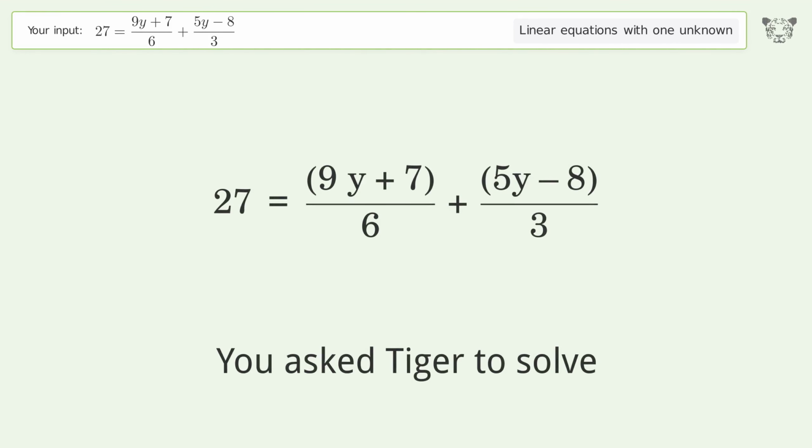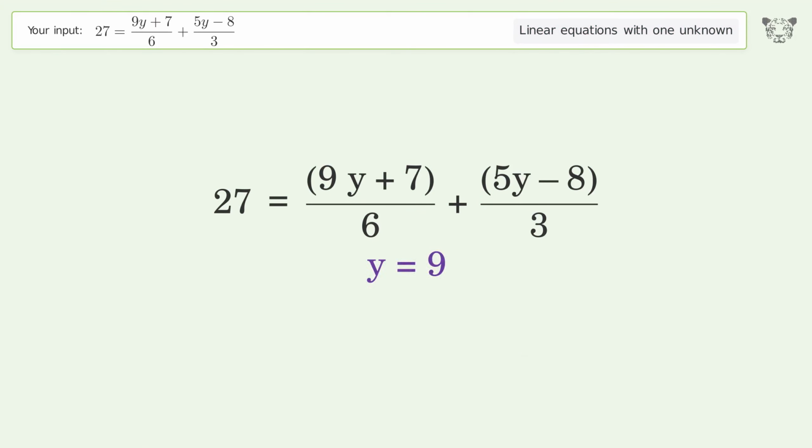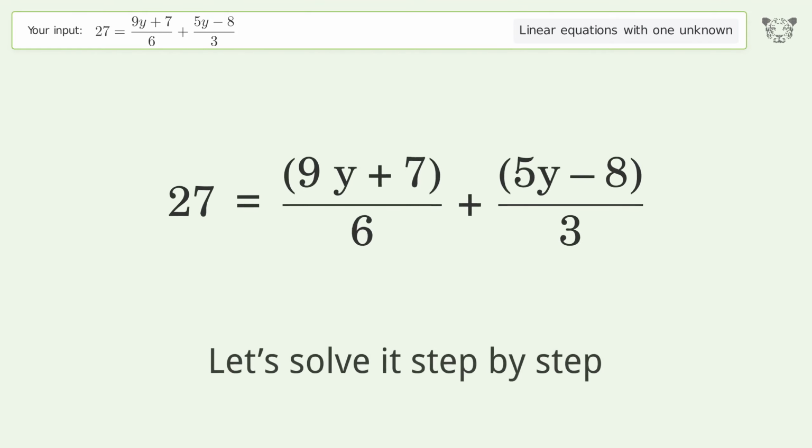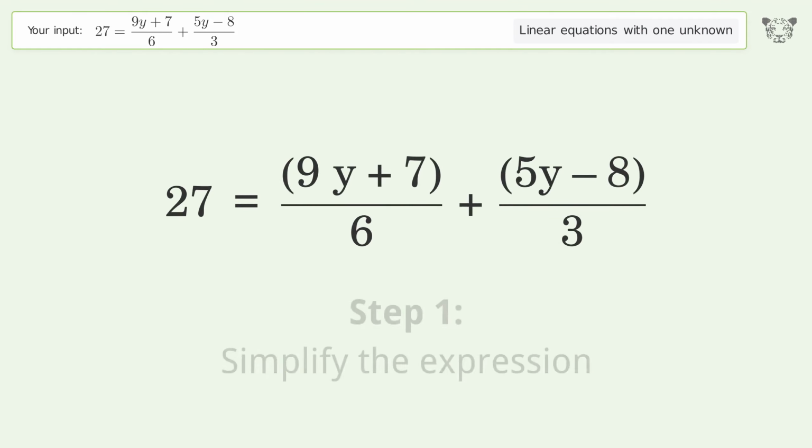You ask Tiger to solve. This deals with linear equations with one unknown. The final result is y equals 9. Let's solve it step by step. Simplify the expression. Break up the fraction.